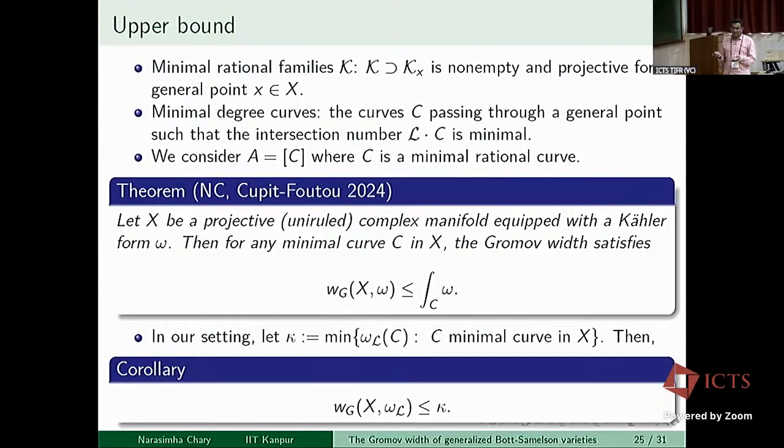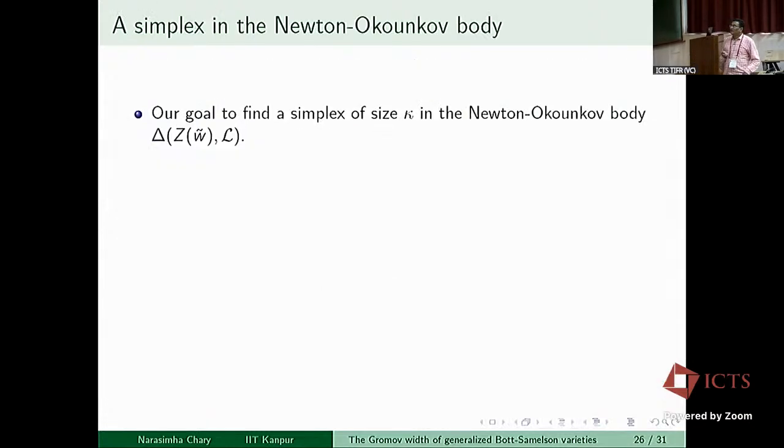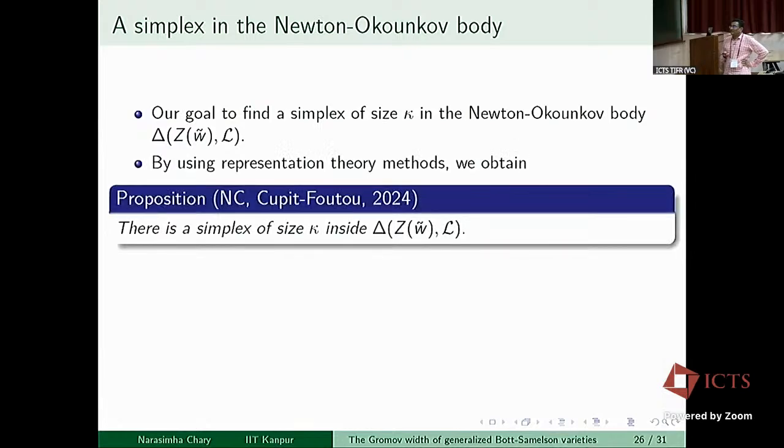For the lower bound, okay, I have this number. So now my goal is to find a simplex of size k inside the Newton-Okounkov body. Okay, so yes, we try to find it. Here this is purely combinatorial. You have some polytope, and now you have to find a simplex inside that. Very simple question, but it's very hard to find.